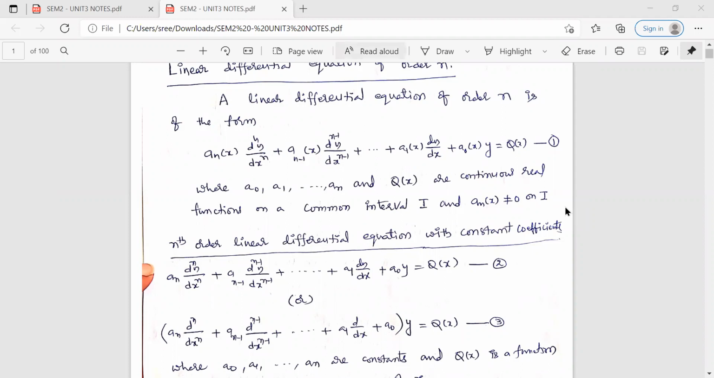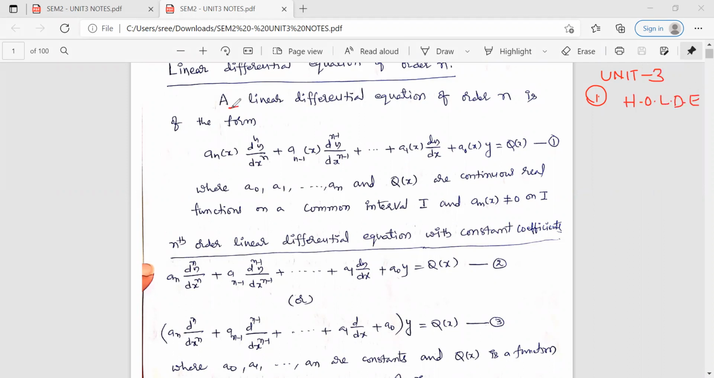CMM. Third unit is, what is third unit? Higher order linear differential equations. What is third unit? Unit 3 is higher order linear differential equations.